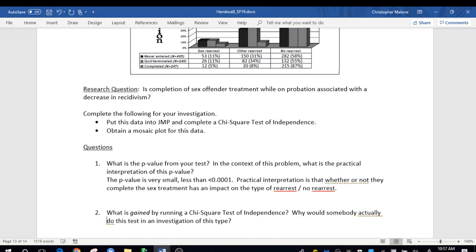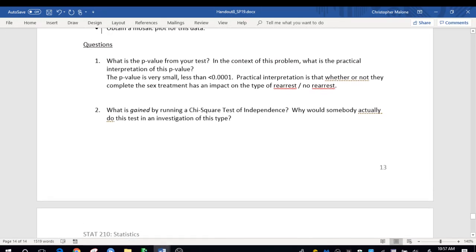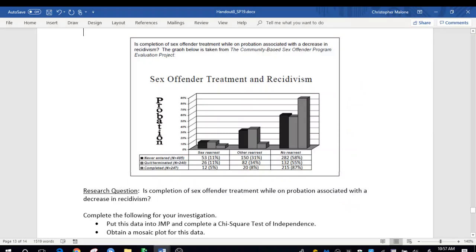What is gained by running a chi-square test of independence? A chi-square test of independence goes beyond just this data here. It tries to expand the scope of inference to what would happen if these numbers were collected again or changed. So it takes into consideration the random variation between repeated collections of the data.